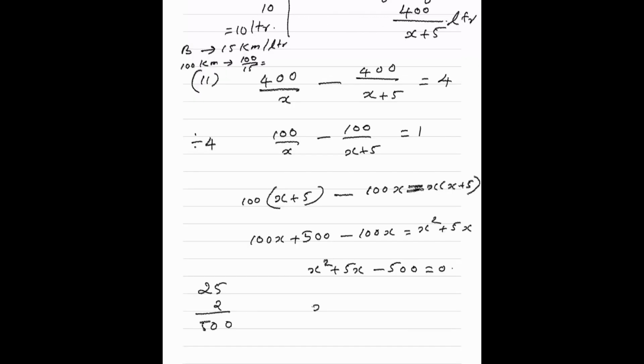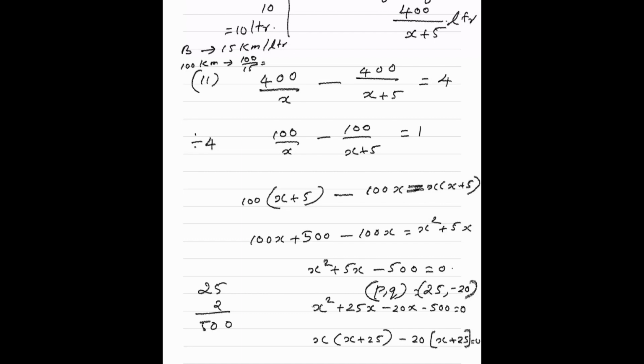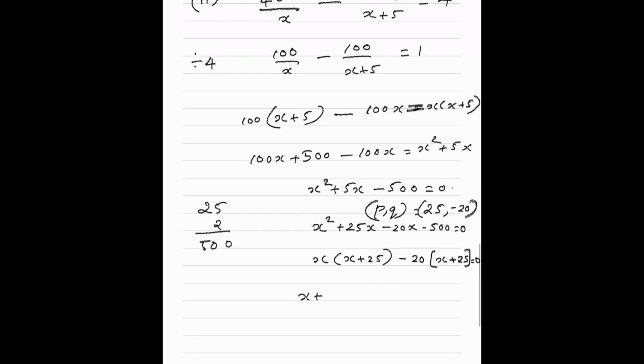So I can write it as, P comma Q, the factors are going to be plus 25 and minus 20. So I will write it as x square plus 25x minus 20x minus 500 equal to 0. Take x out, I'm left with x plus 25, minus take 20 out, I'm left with x plus 25 equal to 0. This is x plus 25 common, take it out and you are left with x minus 20 equal to 0, and x is minus 25 or x is 20.